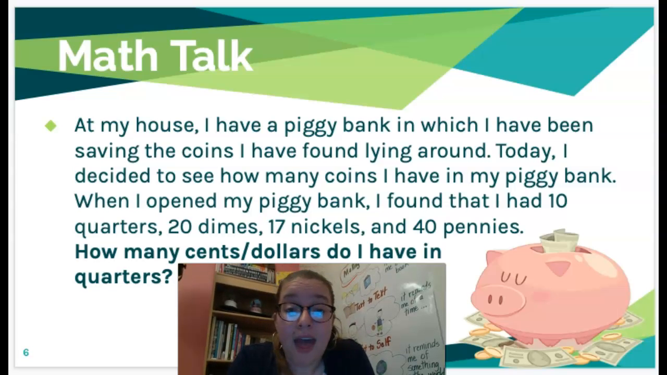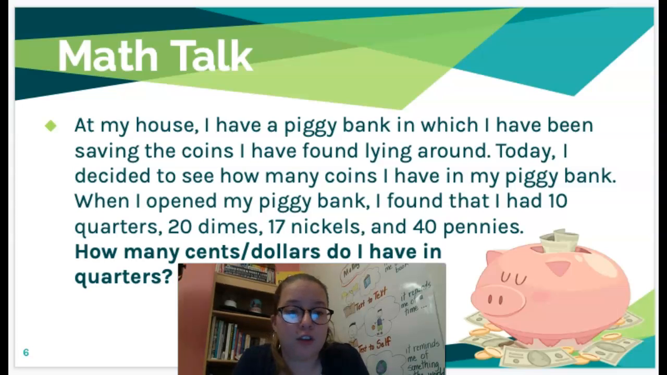Alright, here we go. At my house, I have a piggy bank in which I have been saving the coins I have found lying around the house. Now today I decided to see how many coins I have in my piggy bank. When I opened my piggy bank, I found that I had 10 quarters, 20 dimes, 17 nickels, and 40 pennies. How many cents or dollars do I have in quarters?